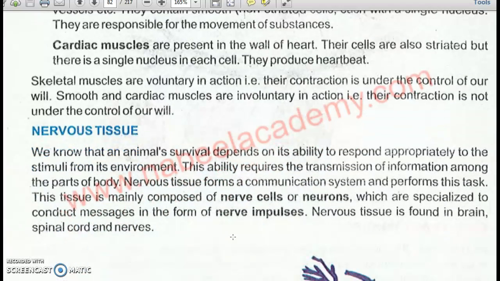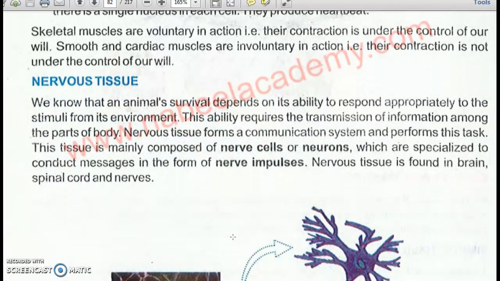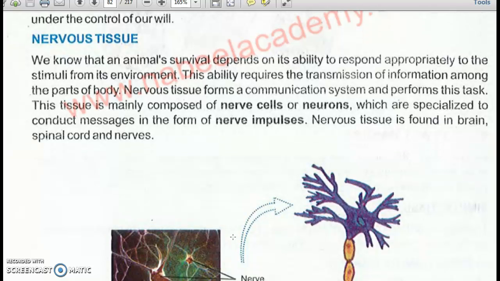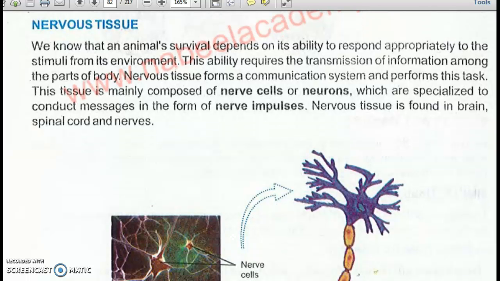Now is the fourth type of animal tissue, nervous tissue. Animal survival depends on their ability to respond properly to stimuli. Stimuli means changes from the environment. This ability requires the transmission of information among different parts of the body. So nervous tissue forms a communication system and performs this task. This tissue is mainly composed of nerve cells or neurons.